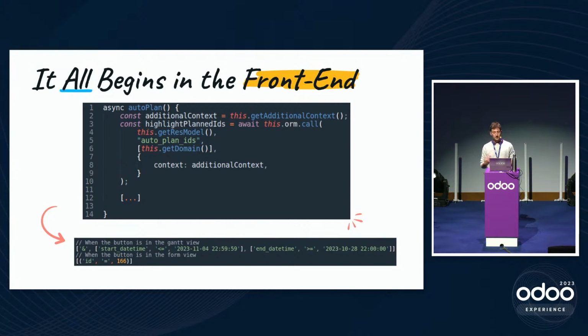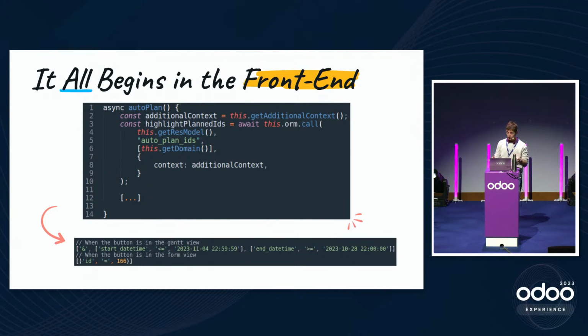Now, once we click the button, it calls this auto plan method in the front end. What this does, as you can see in line 3, is another ORM call, which calls the auto plan IDs method. The model that we call this method from is given by the getRes model method. We also pass a domain to the method as a parameter, which we get from the getDomain method call, I'm sorry.